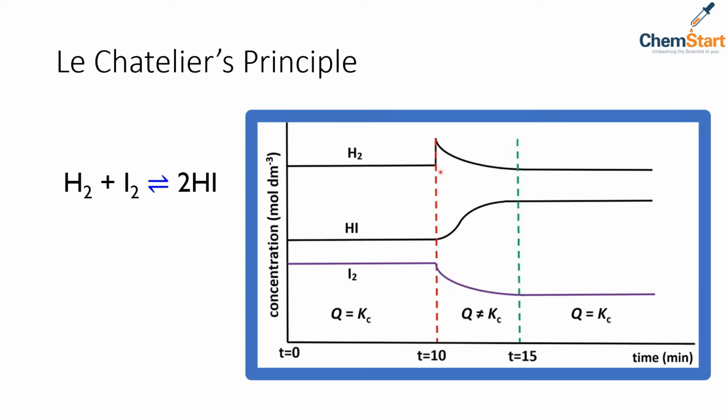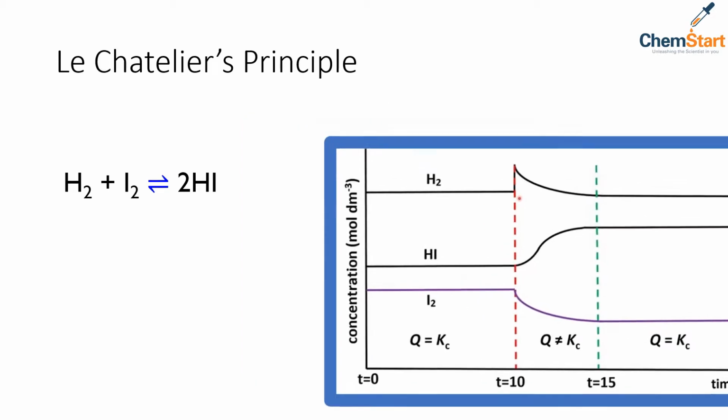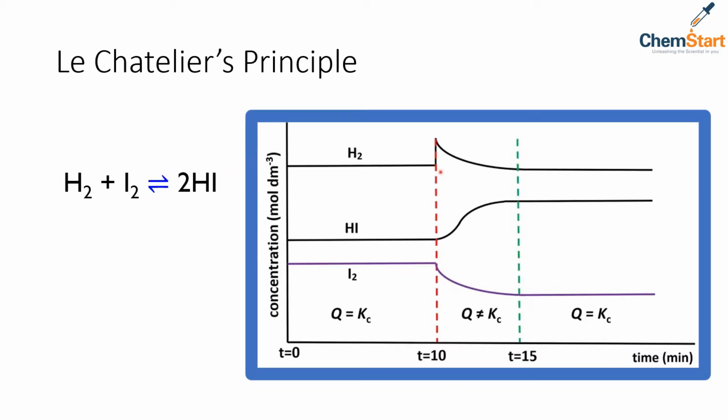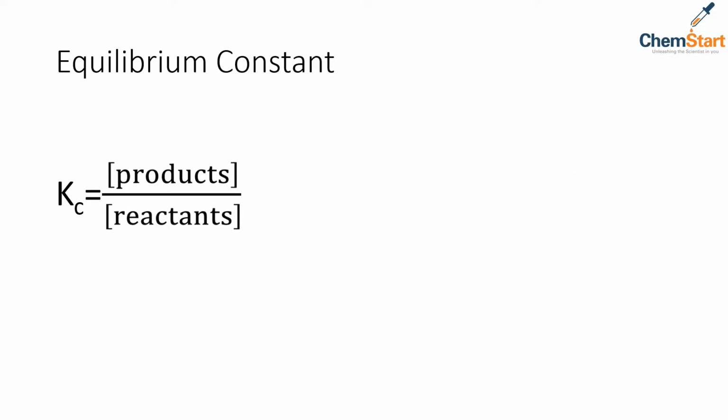Le Chatelier's principle states that a change in any of the factors that determine equilibrium conditions of any system will cause the system to change in such a manner as to reduce or counteract the effect of the change. An equilibrium constant can be defined as the expression of the concentration of the products over the concentration of the reactants for a reaction in equilibrium.